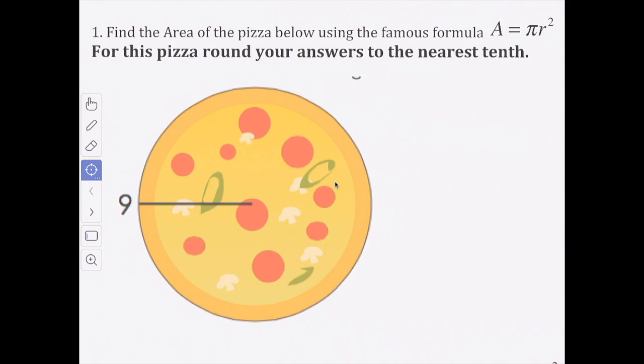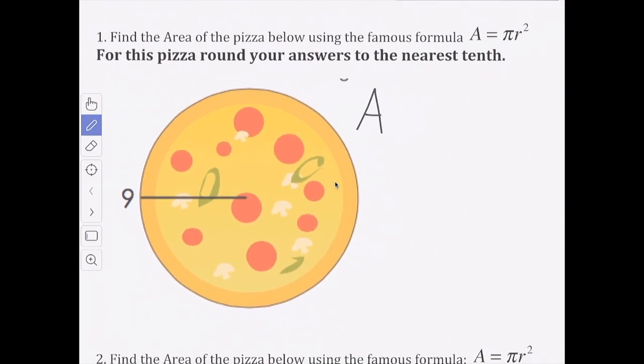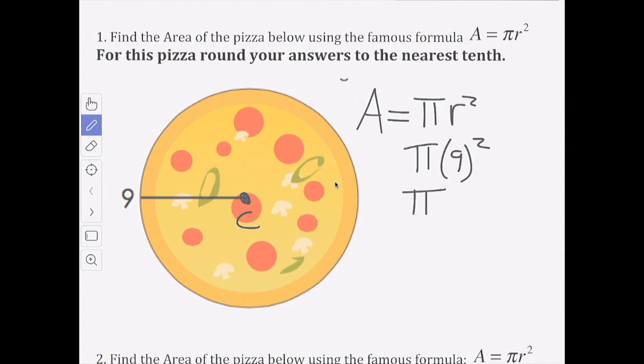But let's start with something very familiar, an entire pizza pie. This pie has a radius of 9 inches, and the directions say to figure out the area of the pizza to the nearest tenth. So all it is simply is just using the formula. Area is pi r squared. And plugging in the radius, which is 9. Remember, the radius goes from the center of the pizza to the edge. So it'd be pi times 81.